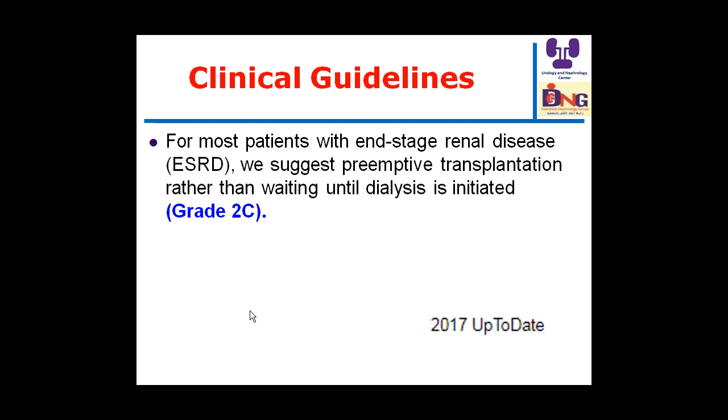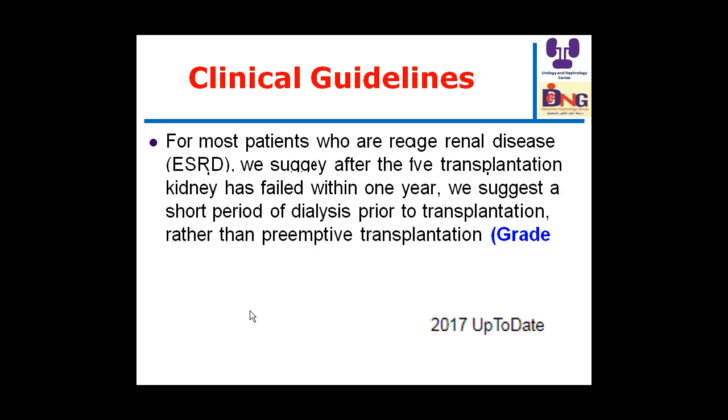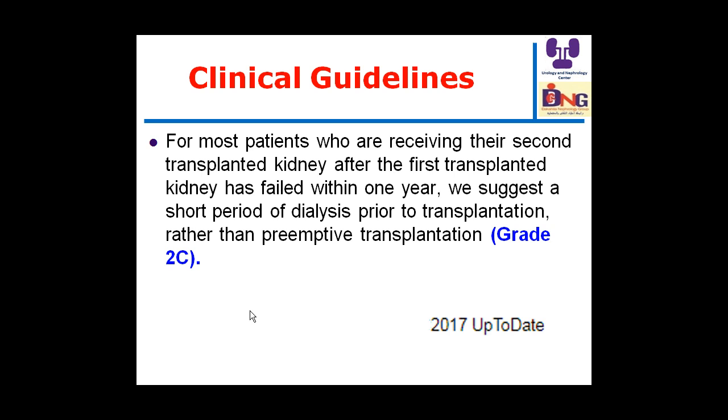Is there any guidelines? This is one of the guidelines stating that for most patients with end-stage renal disease, the guidelines suggest preemptive transplantation rather than waiting until dialysis is initiated. Yes, it's a suggestion and based on weak evidence, but this is the guidelines. And for most patients who are receiving their second transplant, after the first transplant kidney has failed within 1 year, there is a suggestion for short period of dialysis prior to transplantation rather than preemptive transplantation. But if the first graft stayed for more than 1 year functioning, it's better to go ahead for preemptive transplantation.